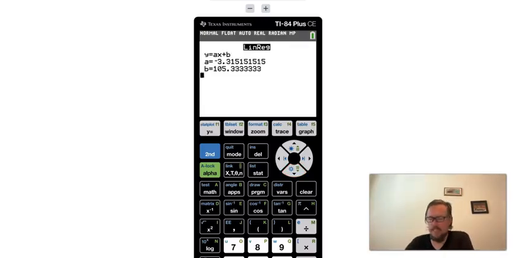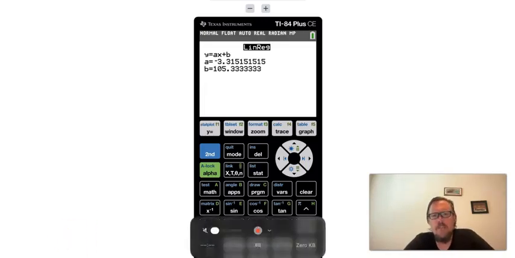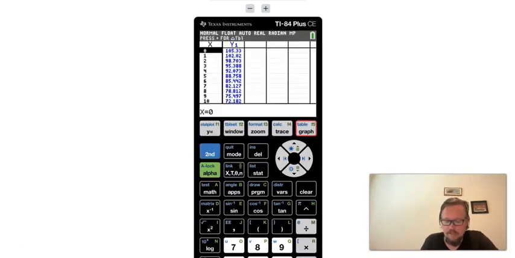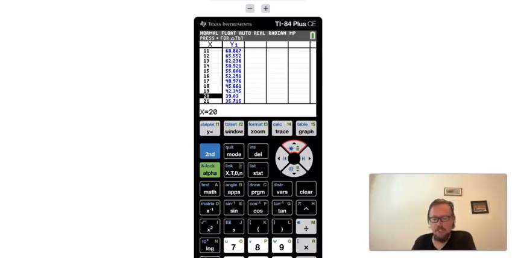So it does go ahead and give me the slope and y-intercept. I'm going to round to negative 3.32 for the A, and 105.33 for the B. It wants me to predict what the 20th team would score. So I can just go to the table on this calculator, second graph, and scroll down and see what the prediction would be for the 20th team, which is 39.03. So my answer is I predict they would score 39 points.